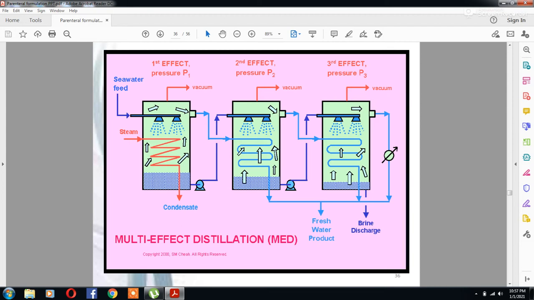Look here at the multi-effect distillation. This is the first effect pressure, which can be represented by P1, while this is the second effect pressure P2, and this is the third one. You can see these are the vacuums, and this is where the steam goes inside and then condenses. So this is the flow sheet diagram. In the second effect, pressure P2, the same condition is here. Here is the fresh water product. This is the brine discharge, while this is the vacuum.